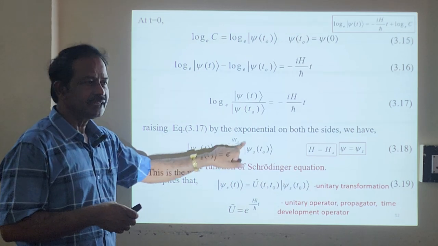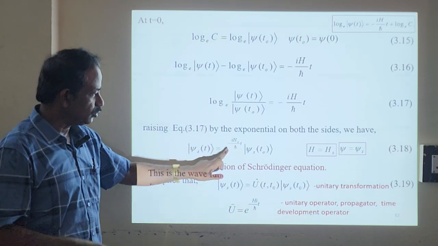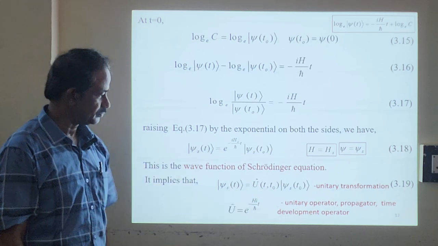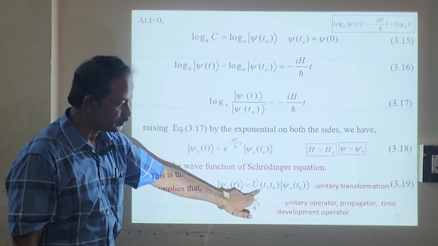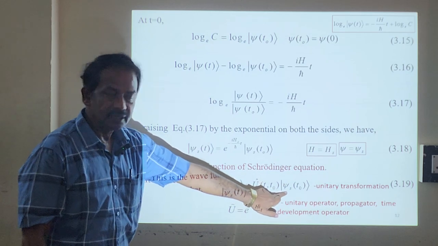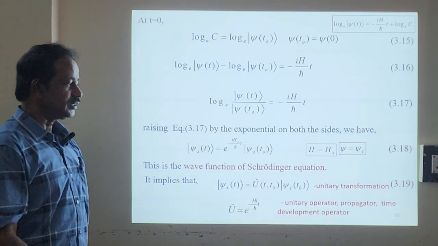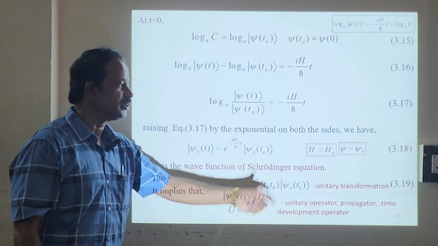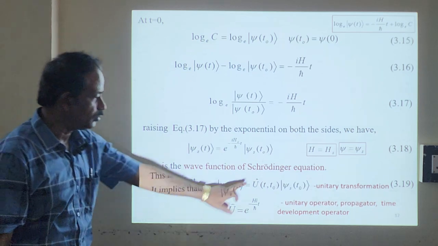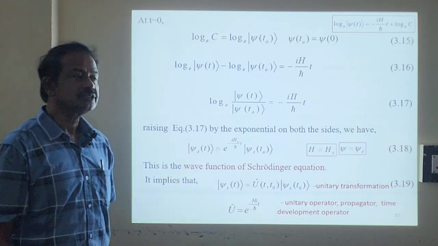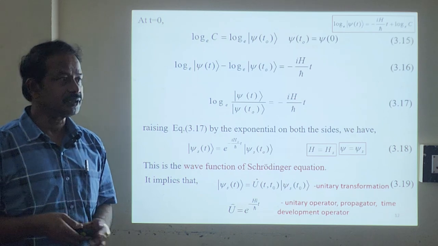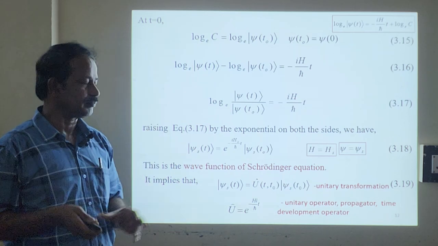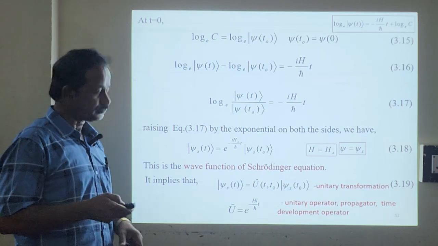Using unitary operators. The unitary operator is given by this. So this is your psi of s at t, which is equal to the unitary operator operating on psi of s at t naught. So these operations are the unitary transformation, where U is given by this one. Sometimes we call this a propagator, sometimes we call this the time development operator. Everything is the same.